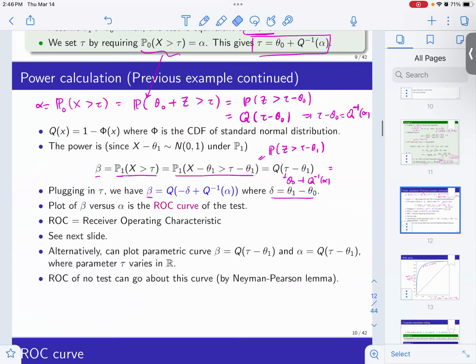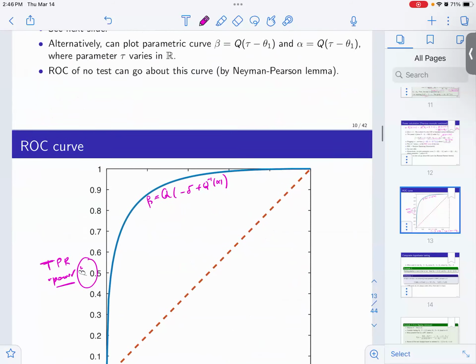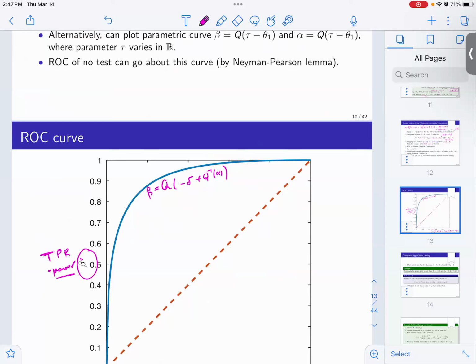For this hypothesis testing, this is not the only possible test. I can, for example, say if sine of x is bigger than 1, I'm going to reject, otherwise I'm going to accept. That would have a certain ROC, and the ROC for that would necessarily be below this. That's the meaning of most powerful. It would be something like that.